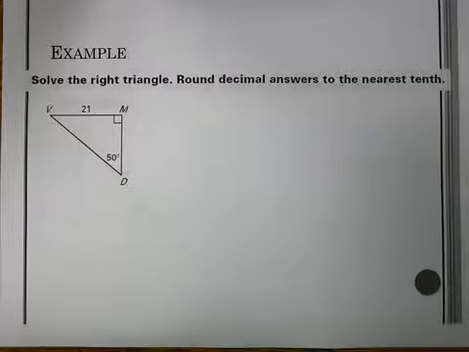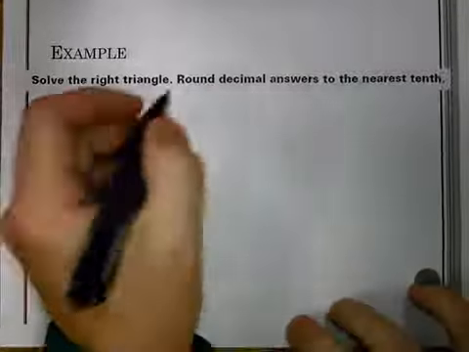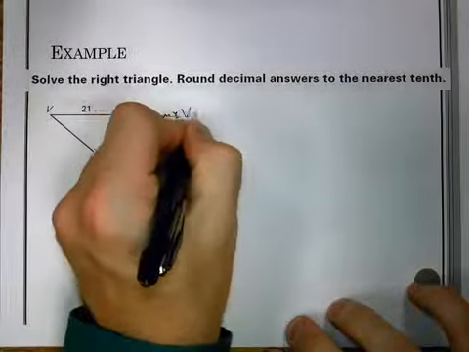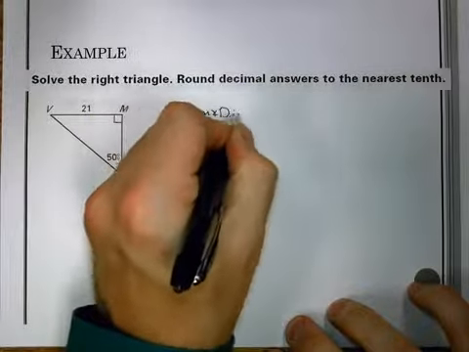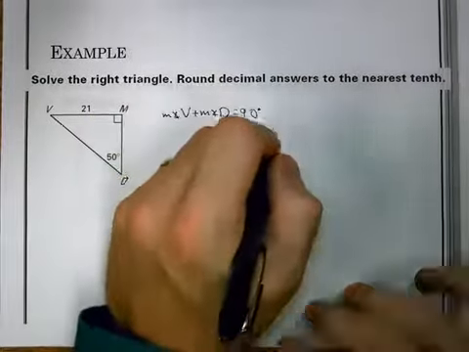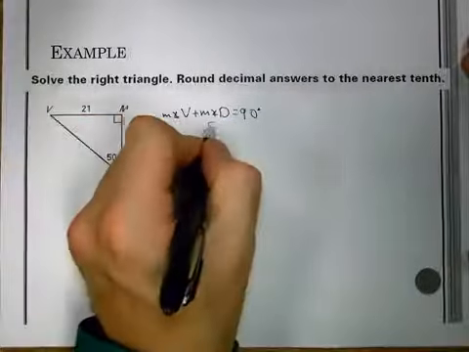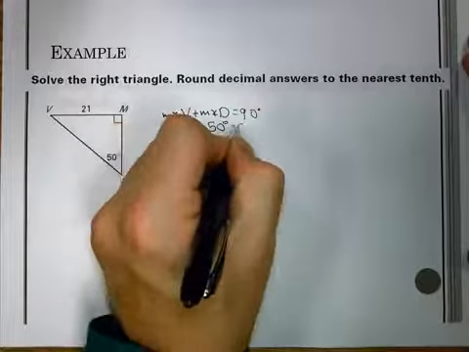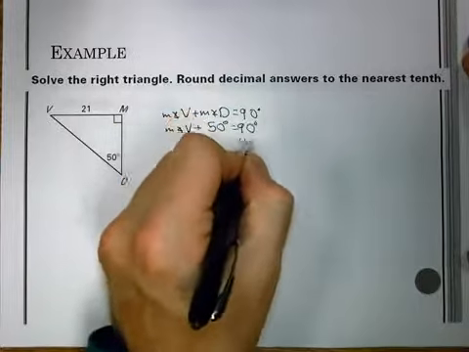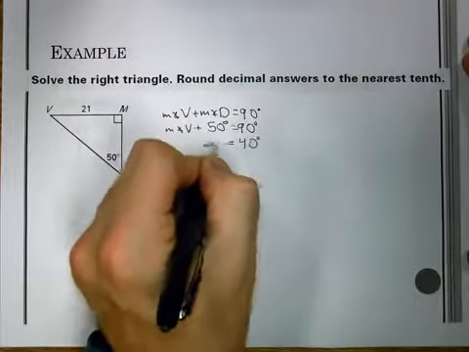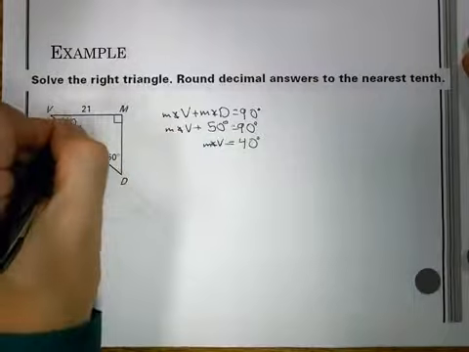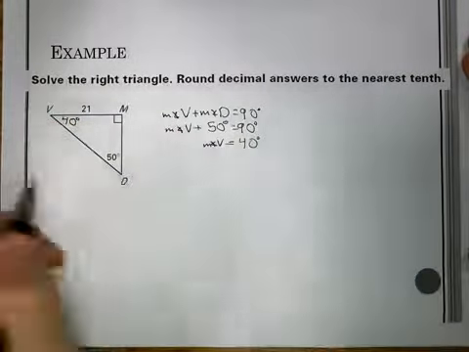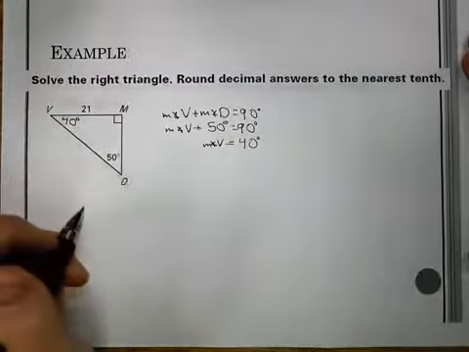First off, it's going to be pretty easy to find the third angle if I know one of them, because I know that the measure of angle V plus the measure of angle D have to add up to 90 degrees. Furthermore, D is already 50 degrees. Therefore, I get that 40 degrees is the measure of angle V. So, that gives me my angle. Now I need my sides.